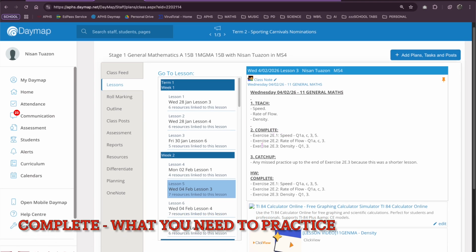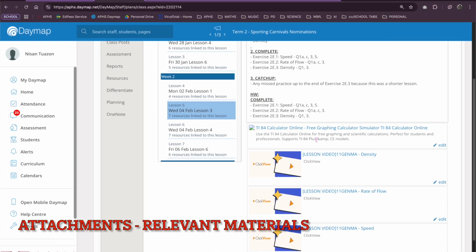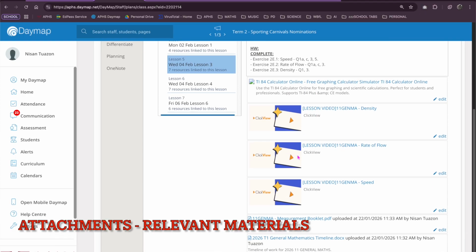Complete means you know exactly what I want you to do during the lesson time to practice what was taught. Homework means you know exactly what I expect you to do for homework if the work is not completed in class time. Attachments, like you can see below, are any resources that are relevant to the lesson. They're attached to the relevant lesson notes so you can access whatever you need whenever you need it.